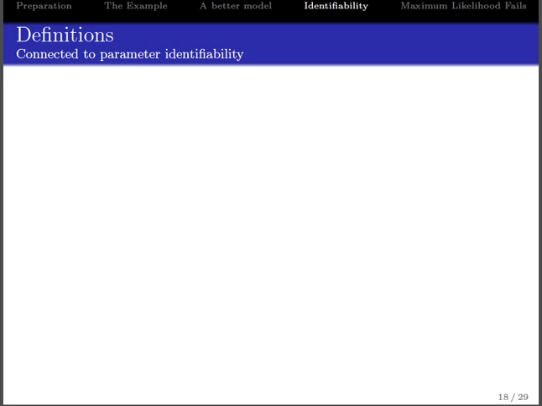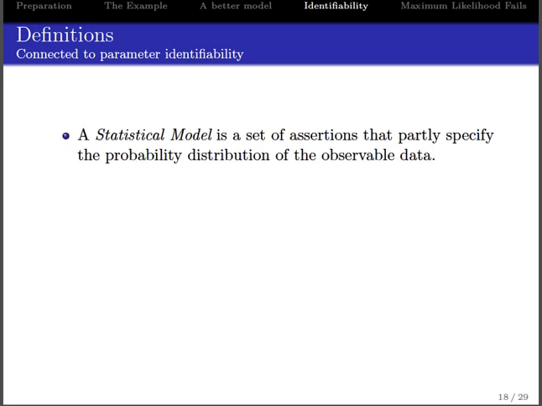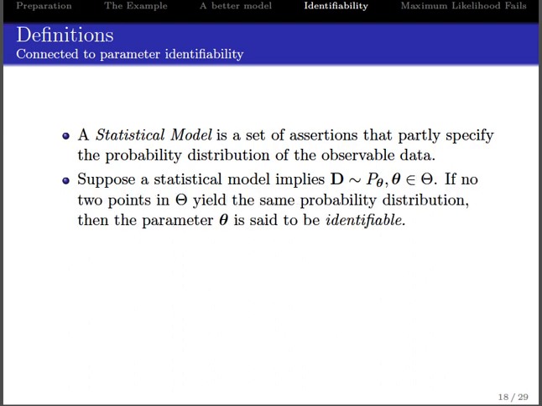Here are some definitions that are connected to parameter identifiability. Again, a statistical model is just a set of assertions that partly specify the probability distribution of the observable data. Suppose that a statistical model implies that a data vector D is distributed as P sub theta, where theta is some parameter vector that sits in a parameter space. If no 2 points in the parameter space cap theta yield the same probability distribution, then the parameter theta is said to be identifiable.